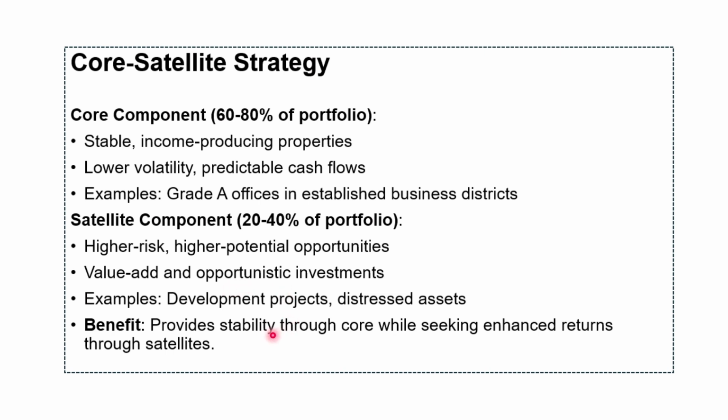This strategy provides multiple benefits. The core holdings provide portfolio stability, predictable income, and reduced volatility. The satellite holdings provide enhanced return potential and exposure to special opportunities that can significantly boost overall performance. So core is where you get the stability, and satellite is where you get the growth. So you are combining stability with growth in a core satellite strategy to try to maximize return in your portfolio.